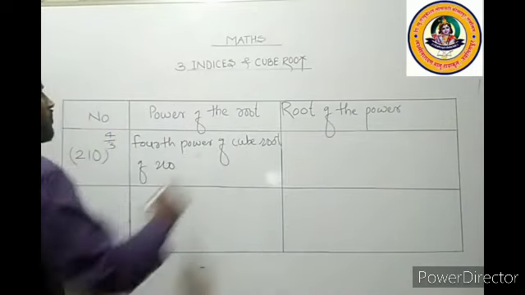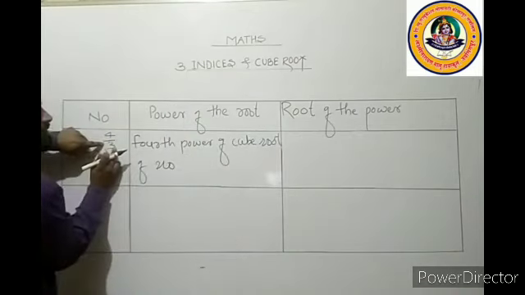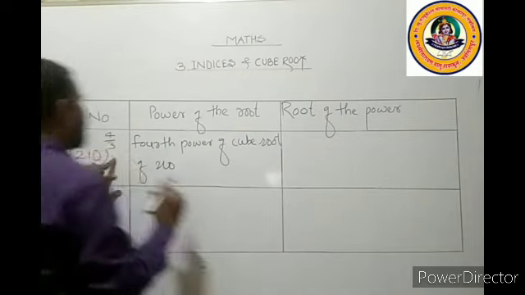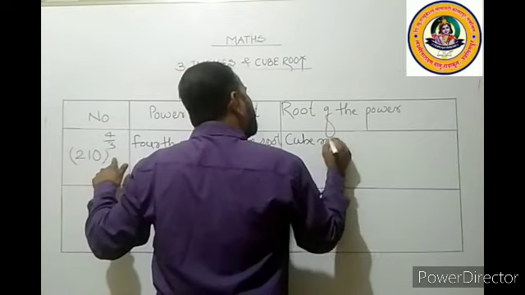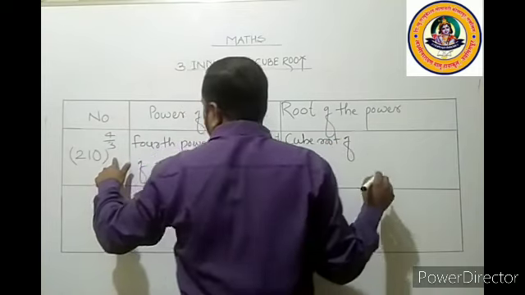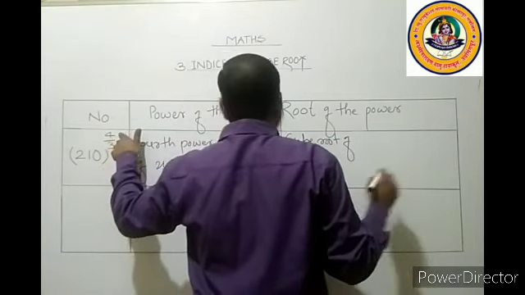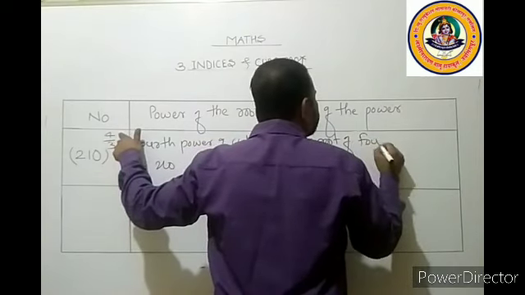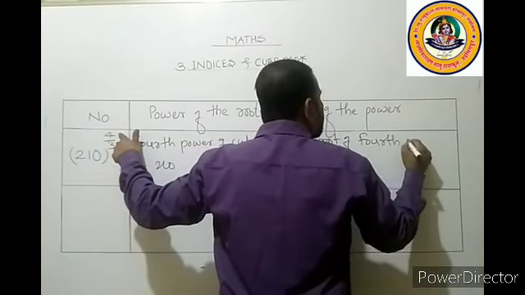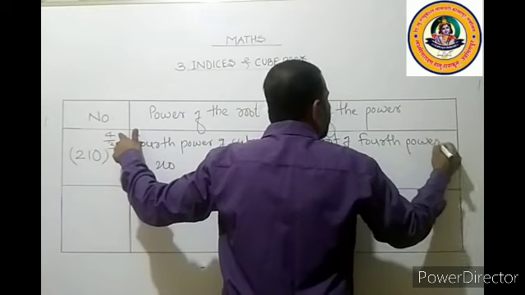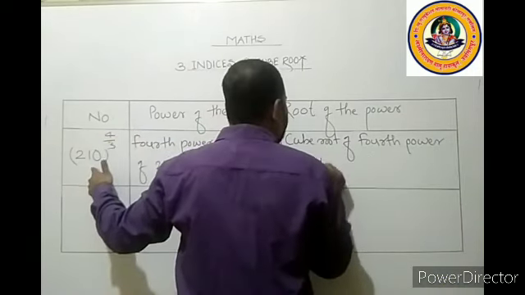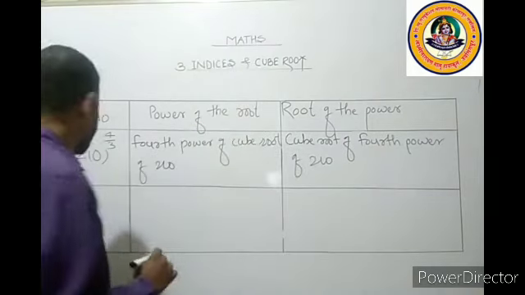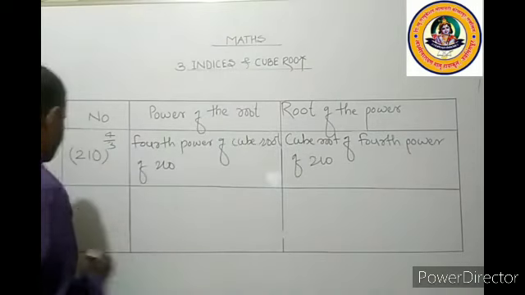What is the root? It's a third, that means it is a cube root. So here, the cube root of, after that the power, that is 4th power of the base, that is 210.